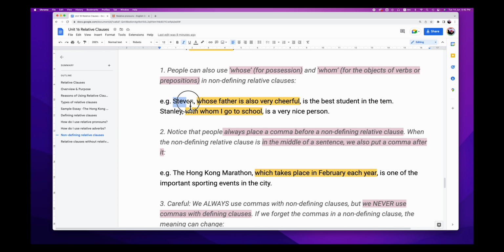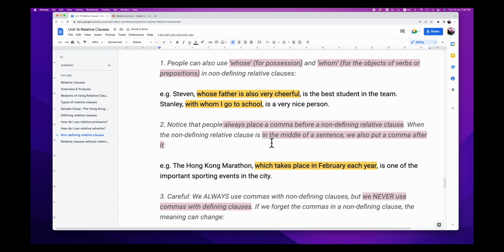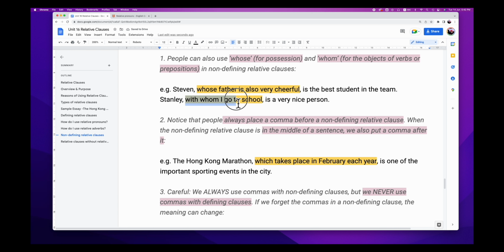Example, Stephen, whose father is also very cheerful, is the best student in the team. Stephen's father. So this is telling more about Stephen's belongings, Stephen's possessions. Stanley, with whom I go to school, is a very nice person. So, I go to school with Stanley. So, with whom is what we mean by objects of verbs or prepositions.